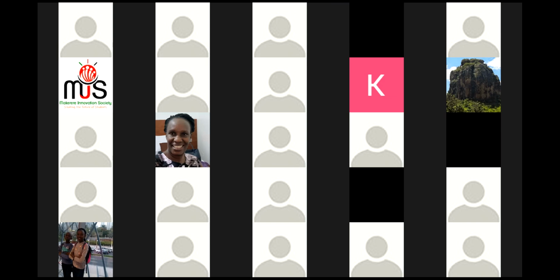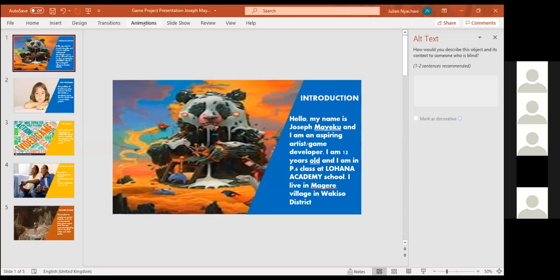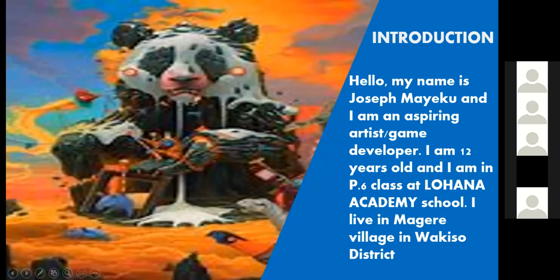Okay, good evening. Let me share my screen. So, my name is Joseph Mayeku, and I am an aspiring artist and game developer. I'm 12 years old, and I'm in P6 class at Lohana Academy School. I live in Magere in Wakiso.